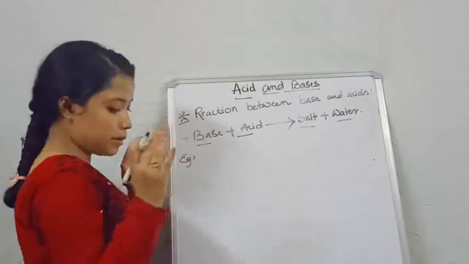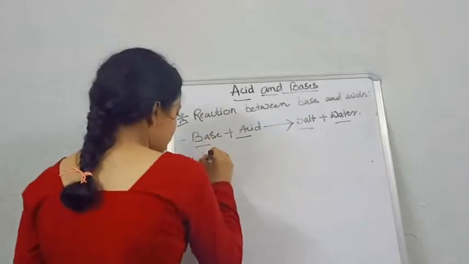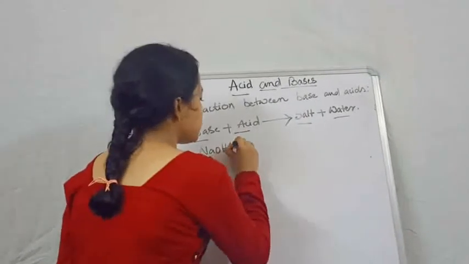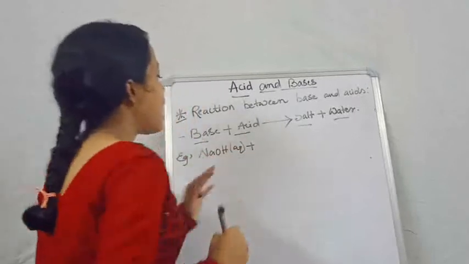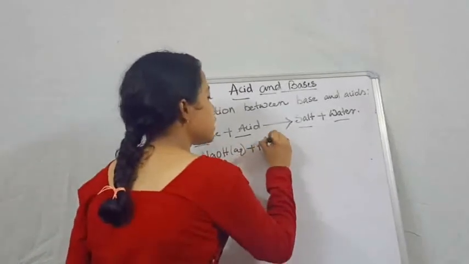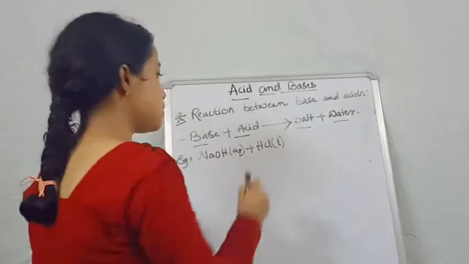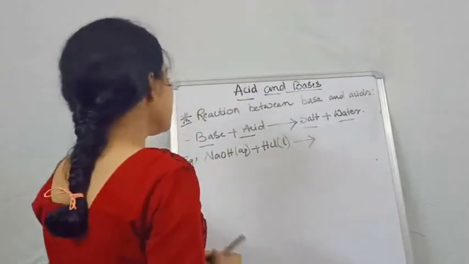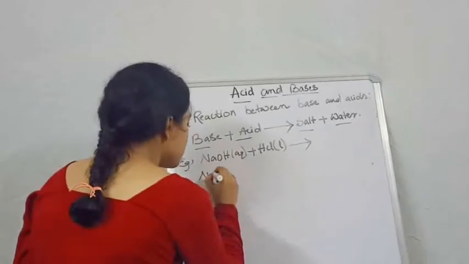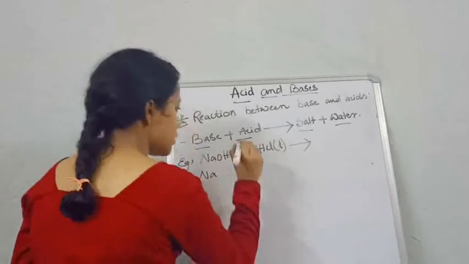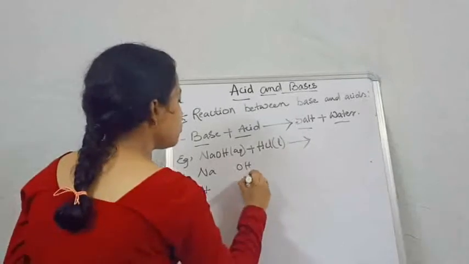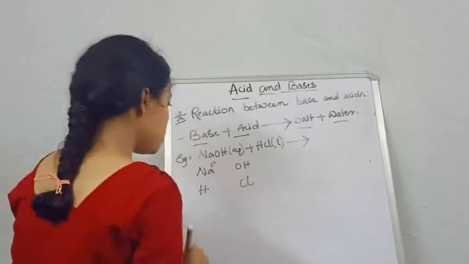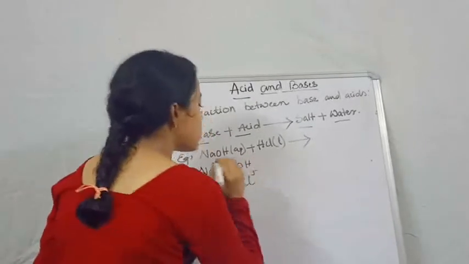So let us take an example to get more familiar. Let us take a base, suppose sodium hydroxide. Okay. Now it will obviously be in aqueous state. Now the acid, a common acid which is HCl, will be in liquid state. Now what happens after they react? See, sodium hydroxide, hydrogen, chlorine.